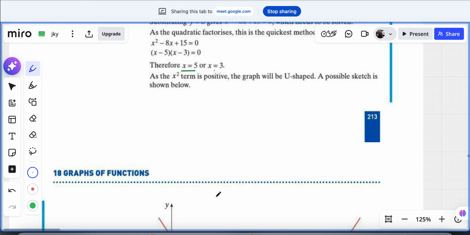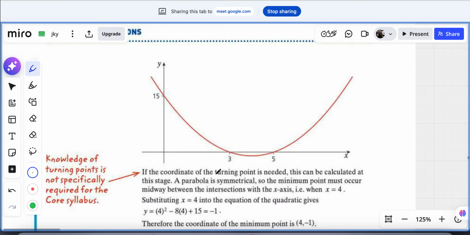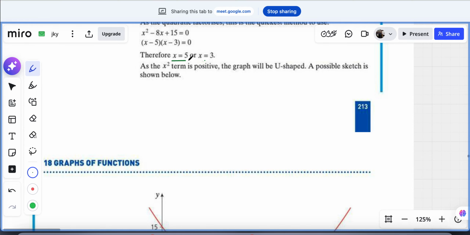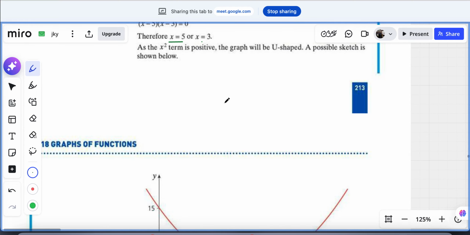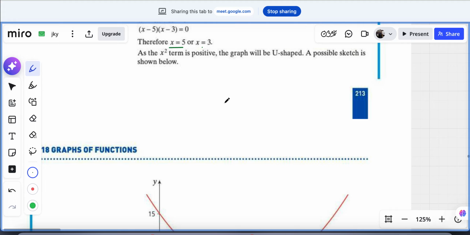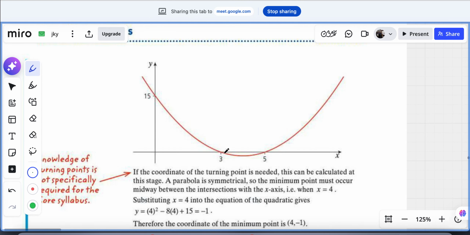Okay, now what are the points we talked about? When x is 3 and 5, I think we got 3 and 5 for the values of x, right? 5 and 3. And y is 0 at that point. So I'll put my point here. X is 5.